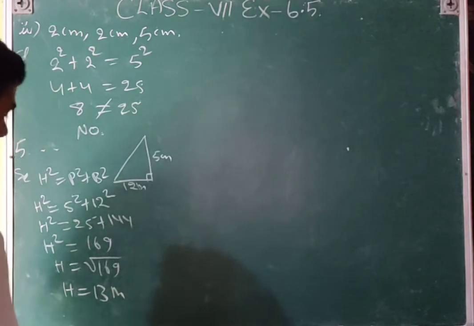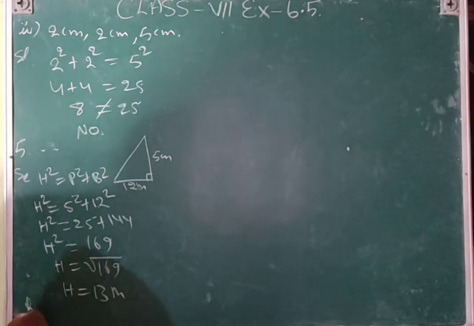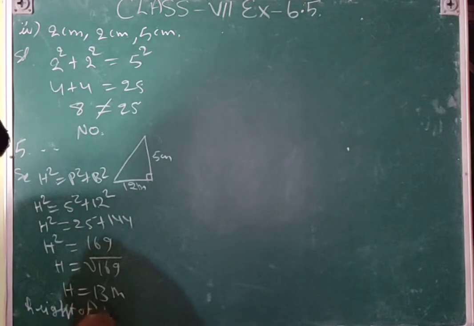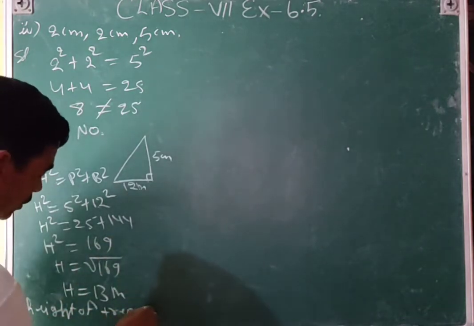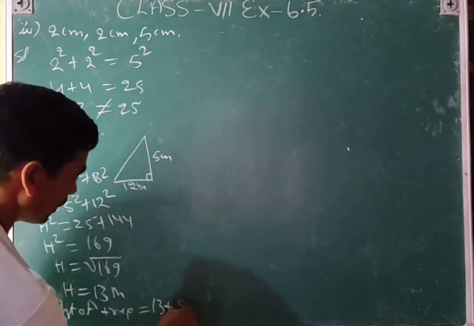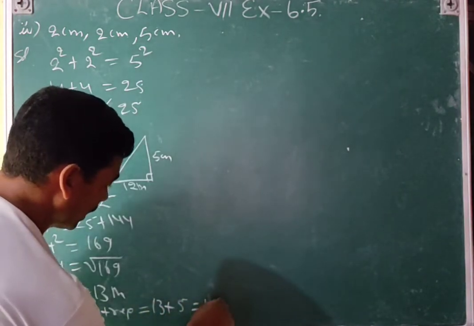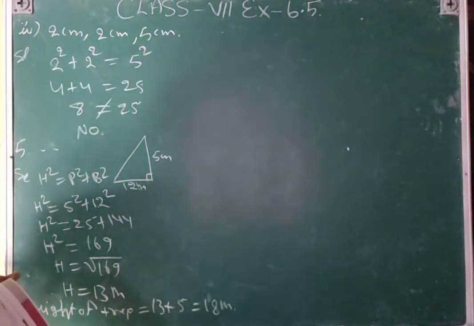So height of tree is equal to that 13 plus 5 is equal to 18 meter. That is the original height of the tree.